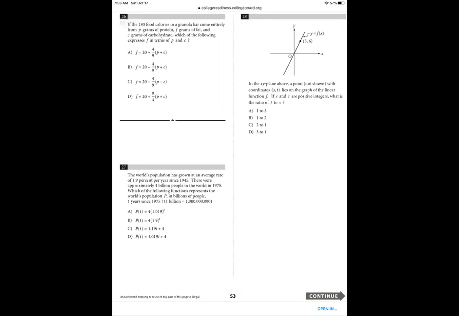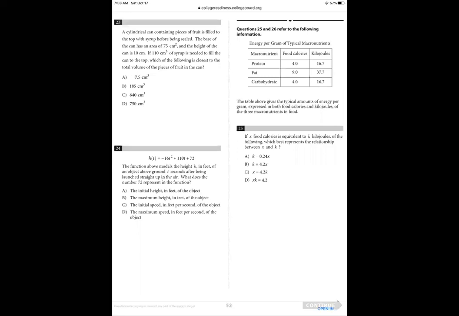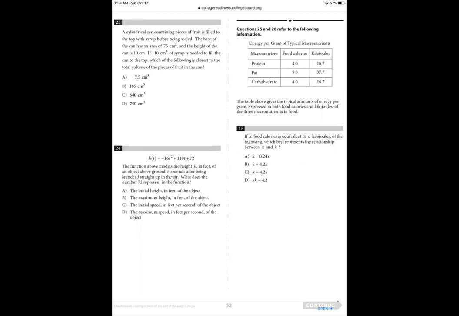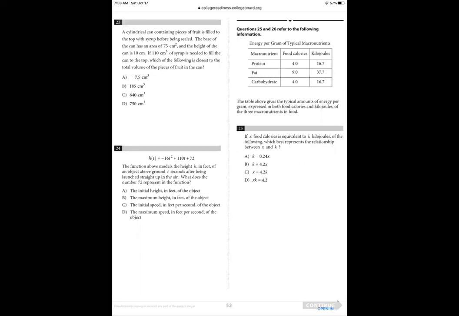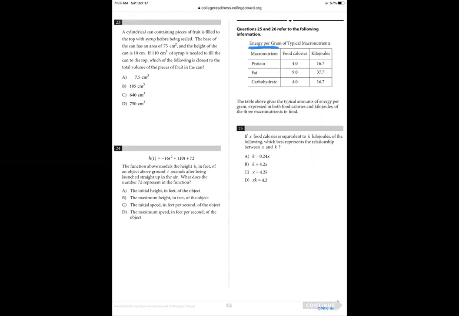Before you get started, the chart or the information that you need for question 26 is actually on the previous page. So if you do not have a printout of this test, I'm going to switch back to that slide to show you. The information is presented here for protein, fat, and carbohydrates, the energy per gram. I'm going to go ahead and summarize that for us so I can keep it all on the same slide.